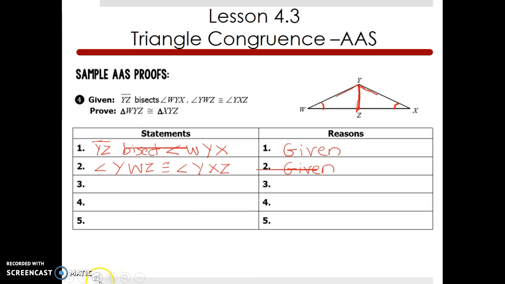So we know that this angle is congruent to that angle. So my next line is going to say angle WYZ is congruent to angle XYZ. Definition of angle bisector.